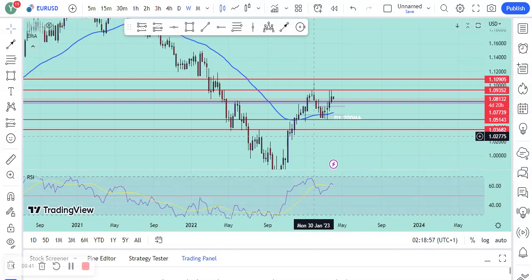The last time we got to this zone was in the month of January. We got there Monday, 23rd of January. Then the following week, which is February 06, we got there, but price got to the zone here. Price got there.